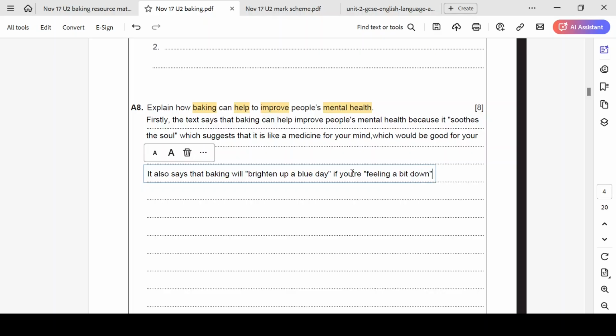Down, which both suggest that it will lift your spirits, which is, of course, good for mental health.